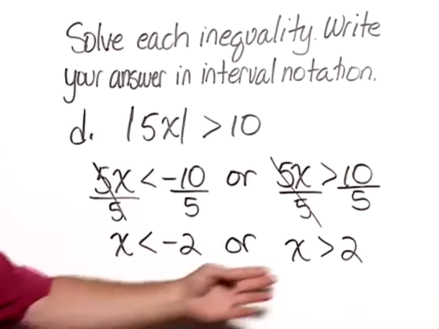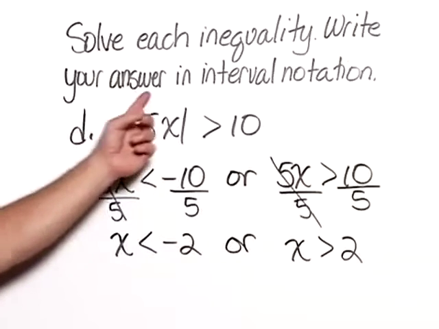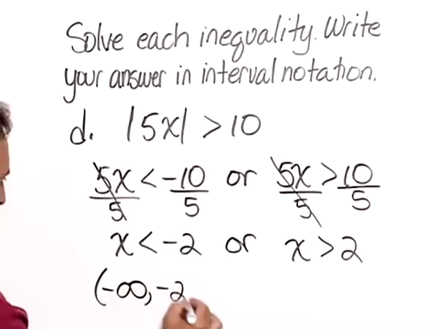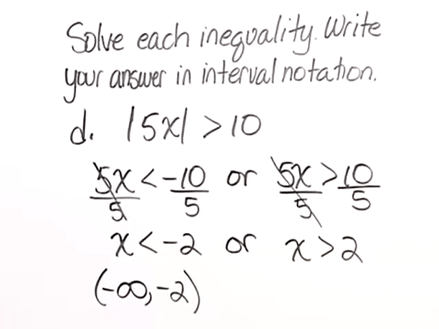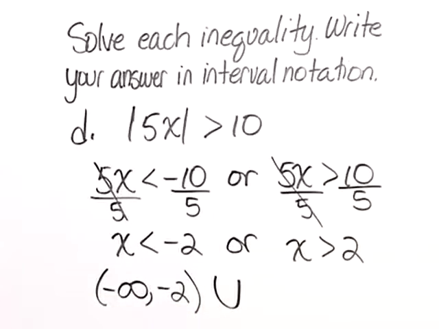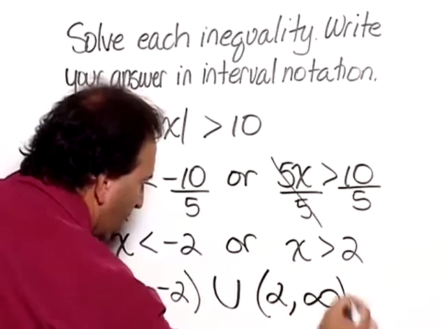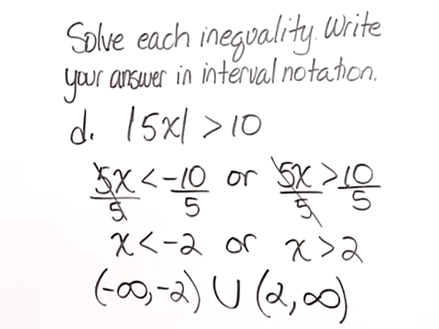Now we've isolated x, so we are finished, but we need to write our answer in interval notation. So for x to be less than negative 2, that means we start at negative infinity and come up to, but do not include negative 2, and that's why we use a parenthesis instead of a bracket. Now, the word or is a union, so we use the union symbol. For x to be greater than 2, once again, we start at 2, but do not include it, so we use a parenthesis, and then we go up through infinity. And that's the answer in interval notation.